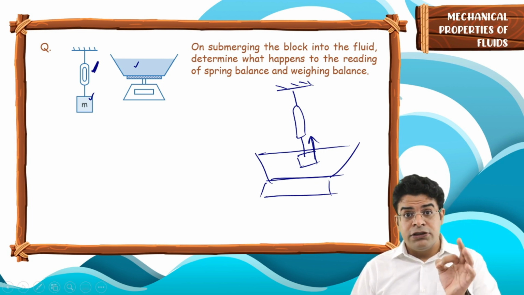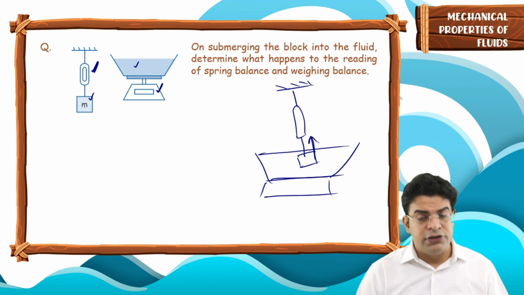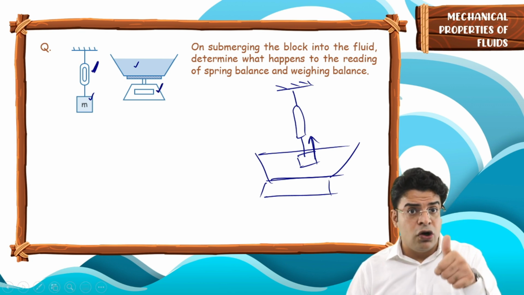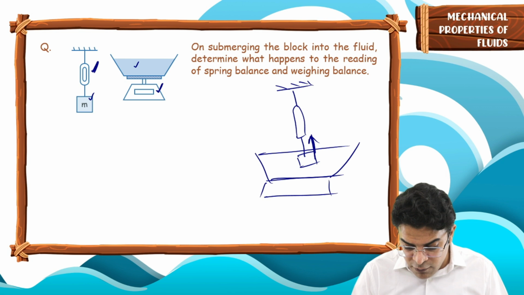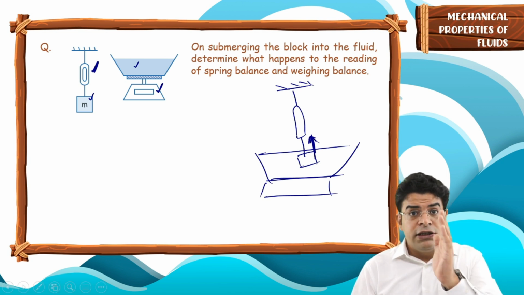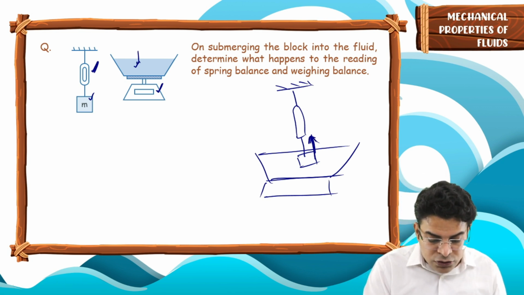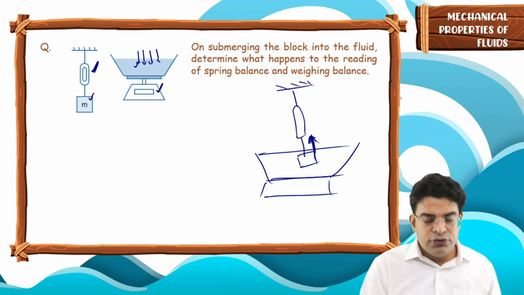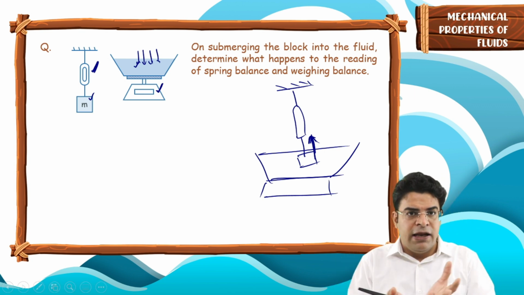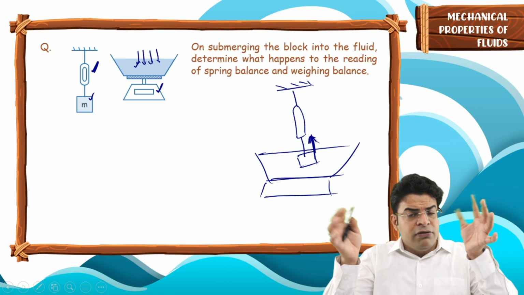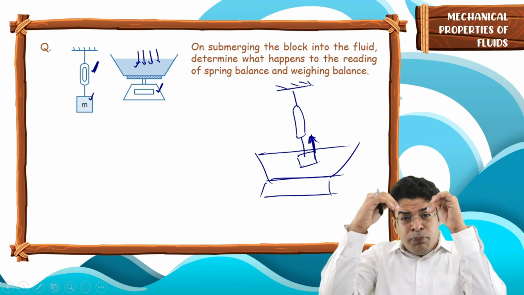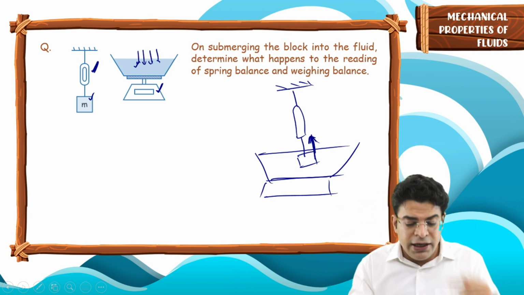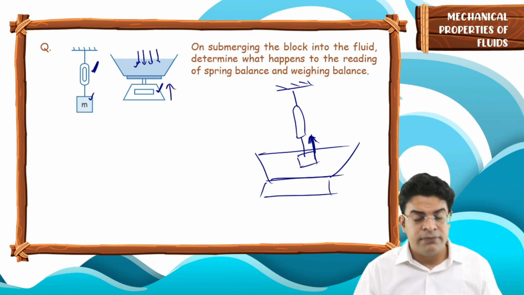But what happens to the reading of the weighing balance? By Newton's third law, if the fluid applies a force on this block upwards, this block applies a force on the fluid downward. So think that you have a weighing balance over which you have a pan containing fluid, and if you start pushing it down, then the reading of the weighing balance will increase.